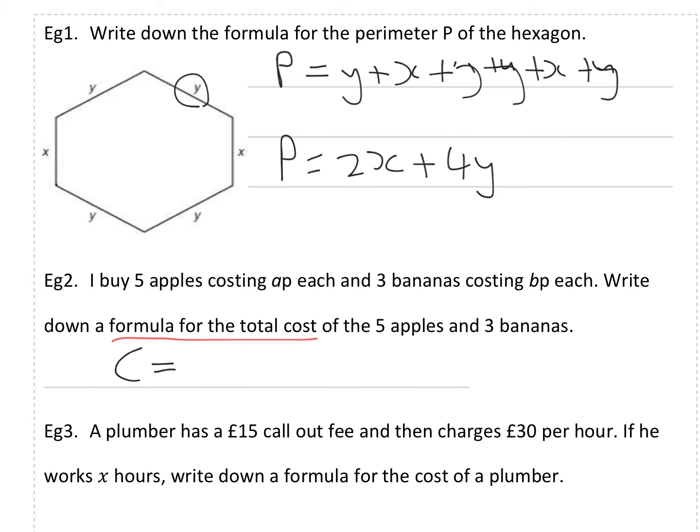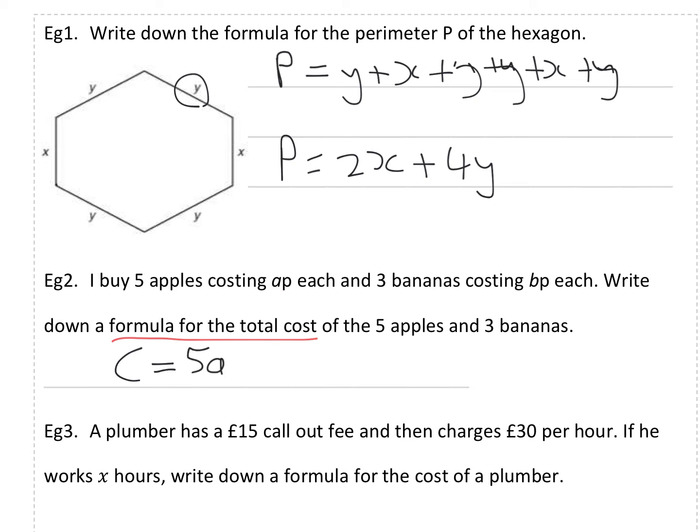So if I had 5 of them, what would that cost? Well, let's say it was 10p. To work out the cost, it would be 5 times 10. If it was 20p, it would be 5 times 20. If it was 40p, 5 times 40. The cost is going to be 5 times the cost of one of them, which would be 5 times A, or 5A.